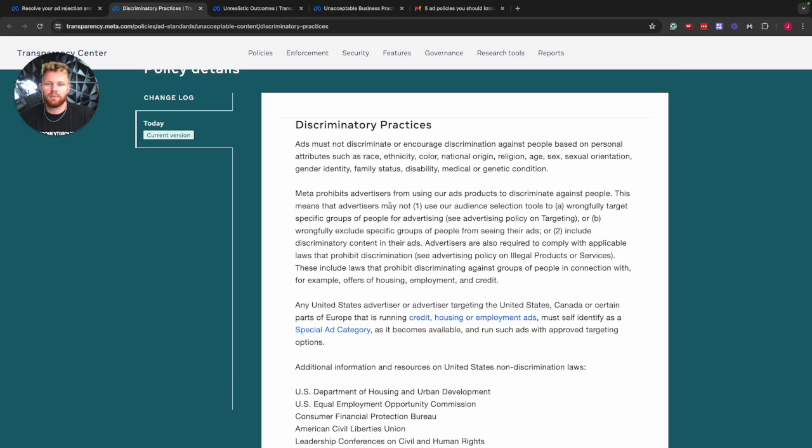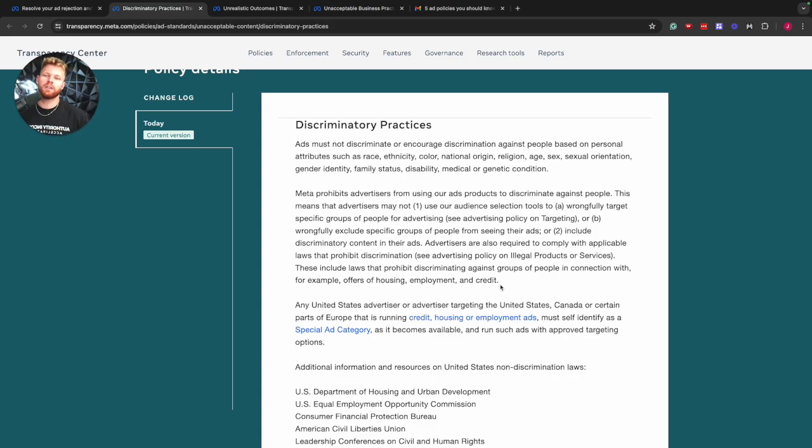They basically say they prohibit using ad products to discriminate against people. This means that advertisers may not use our audience selection tool to wrongfully target a specific group of people or wrongfully exclude certain people. These include laws that prohibit discriminating against people, for example, in offering housing. So a lot of this comes down to the special ads category, which is housing, employment, and credit.